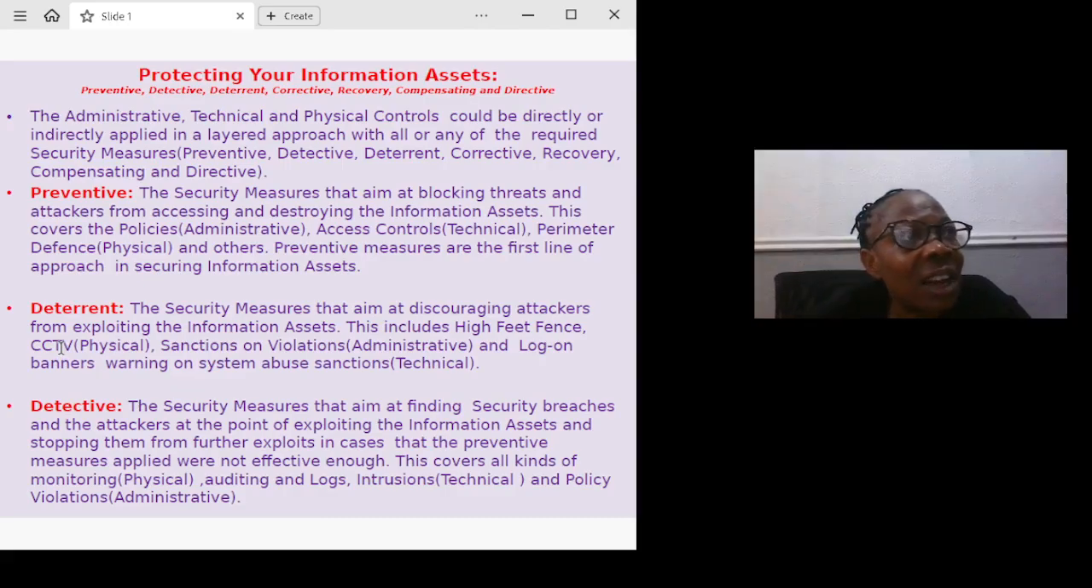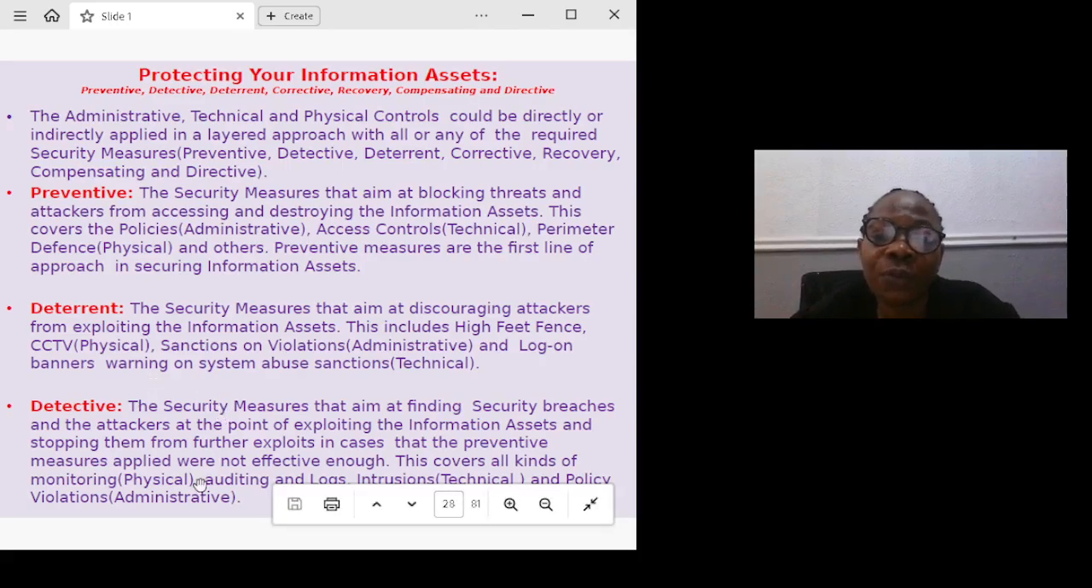Just like I said about the CIA triad, the administrative controls, technical controls, and physical controls go hand in hand. They cannot do without each other. They have to collaborate. So many collaborations are required in cybersecurity. It is not a lone ranger. You can't do it alone. You have to collaborate to get to the root of it and get to your desired state.